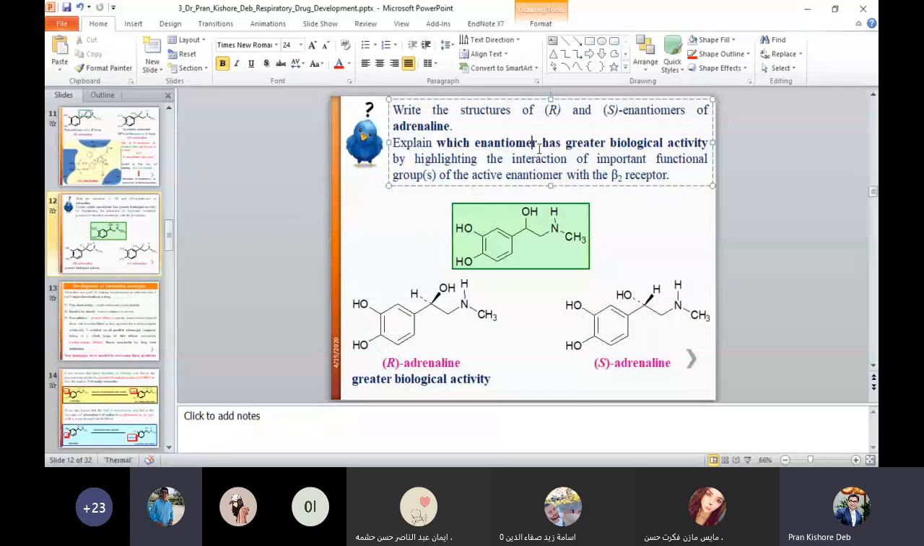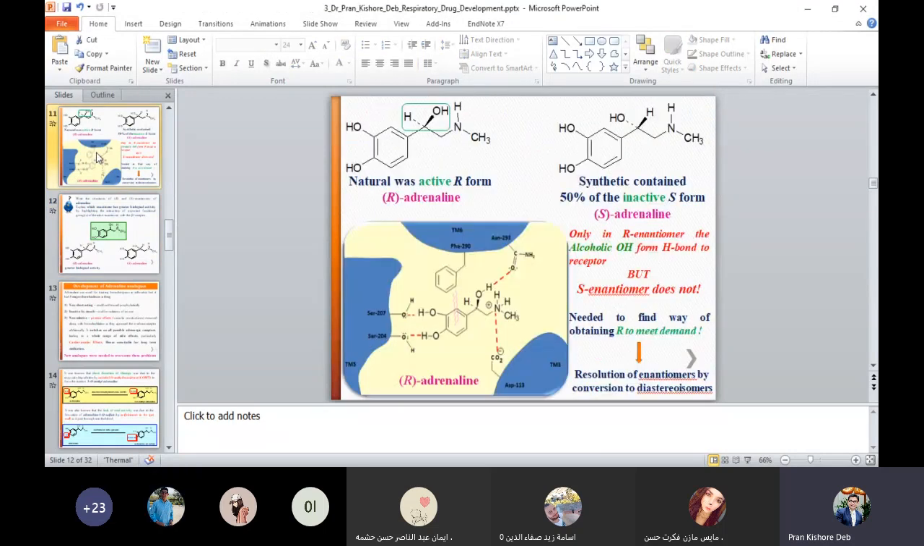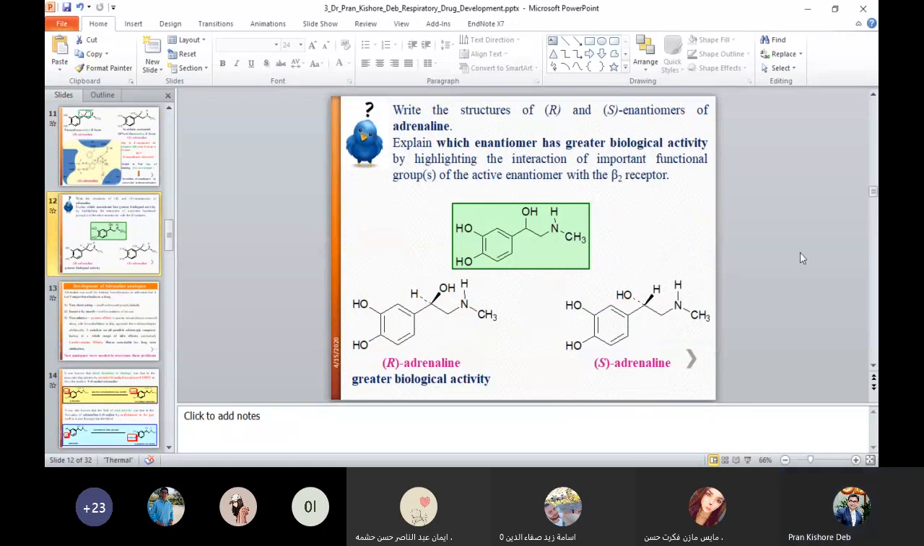So what? Above the plane, it can, because in our enantiomer, the alcoholic OH remains above the plane and can form a hydrogen bonding interaction with the important amino acid residue. What is the name of the residue? ASN 293. Now, can you club these keywords?